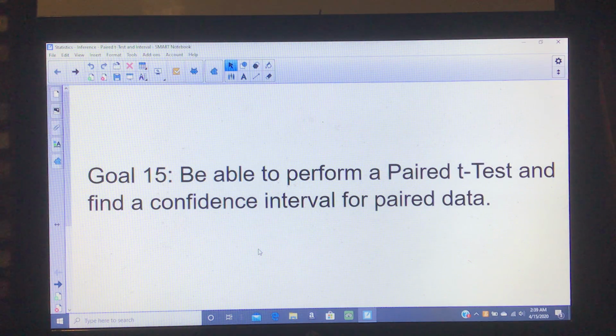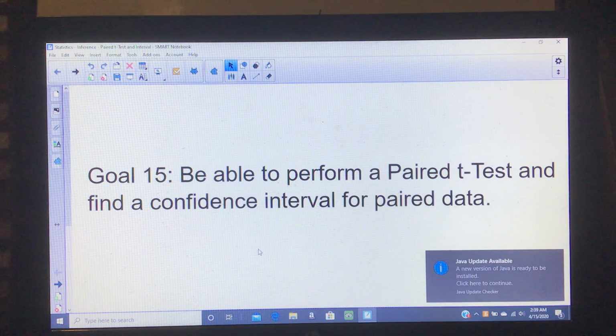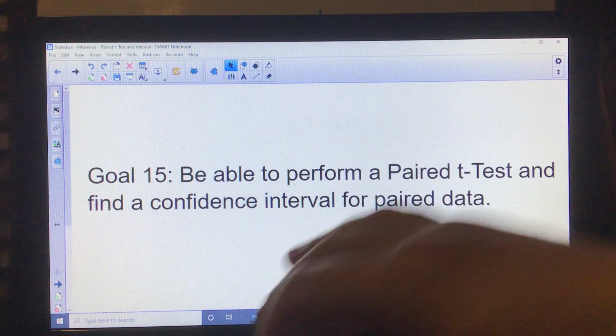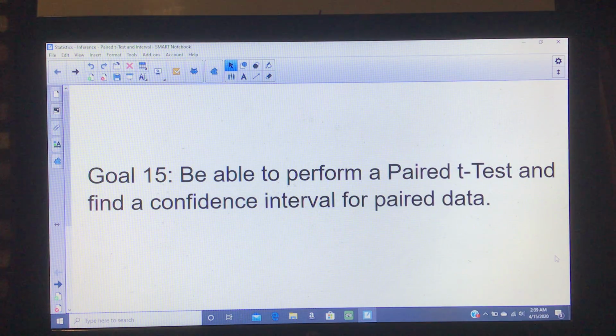Basically, in all of those procedures so far, everything had to be independent. So whenever you were working with the data, one piece of data had to not affect another. If you had different groups, one group had to not affect another. So the paired t-test and paired t-interval have the qualification that they actually allow for the data to not be independent.